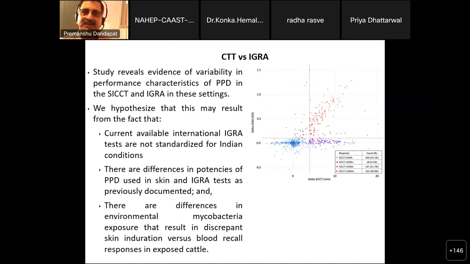But the problem is that, among the 1800 animals I have screened, most of the animals I tested both by CTT, that is cervical tuberculin test, and the gamma interferon assay. I found that some of the animals are really positive by both, some are negative by both, but there are few animals which are positive by gamma interferon but negative by CTT, and vice versa. So why is it happening like this? We have tried to explore, and we hypothesize that currently available international gamma interferon tests are not standardized in Indian conditions. Maybe there are differences in potencies of the PPDs which are being used both in the tuberculin and the gamma interferon test, and there are differences in environmental mycobacteria exposure that result in indiscriminate skin induration versus blood recall response in exposed cattle.